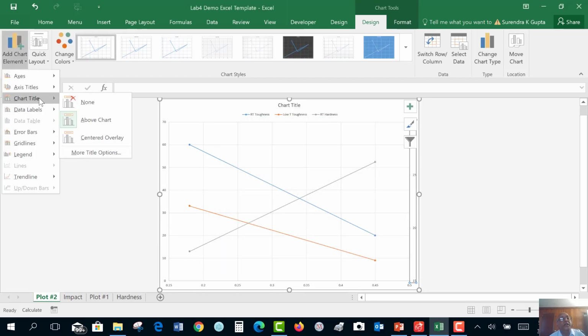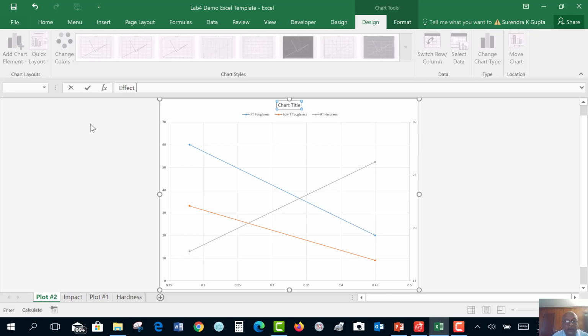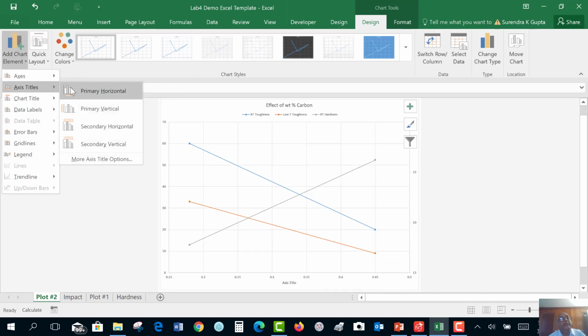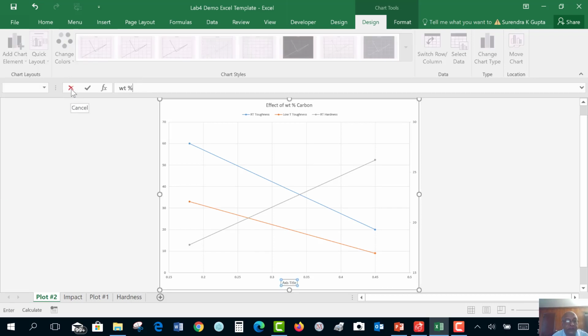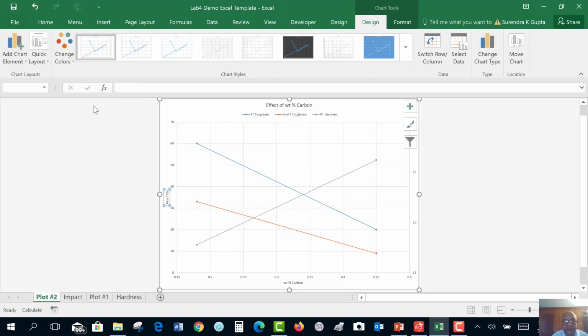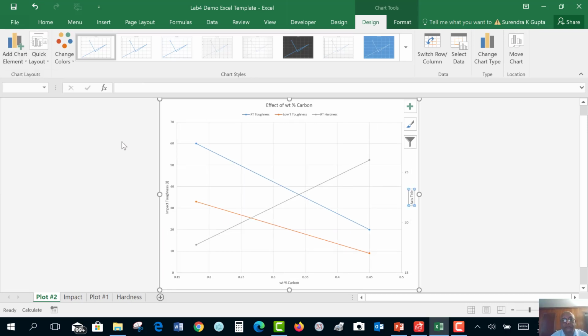Okay, so we want to give chart title, effect of weight percent carbon. Okay, x-axis, weight percent carbon. Primary, impact toughness. Secondary, Rockwell hardness. And I guess we are good to go.